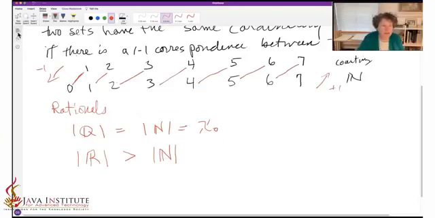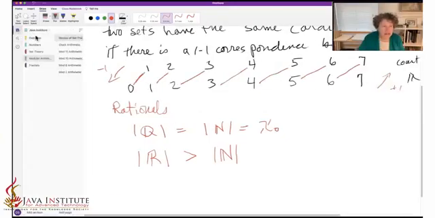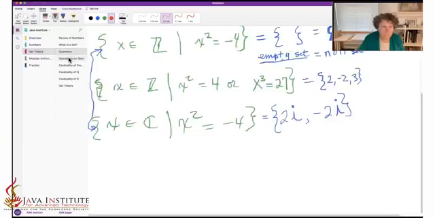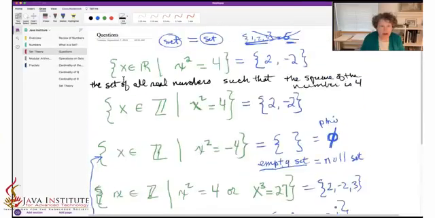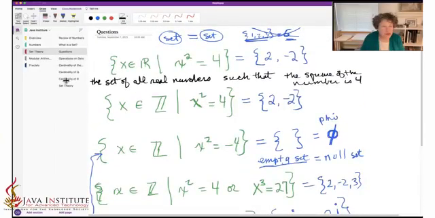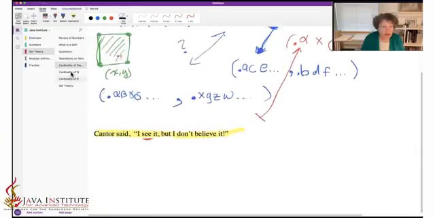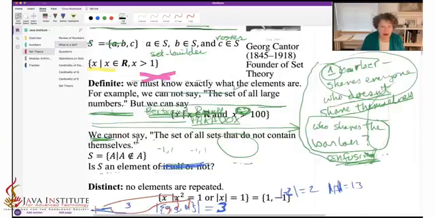Okay, now let's go back to Hilbert's Hotel. Where are Hilbert's Hotels? Are they here? Can't remember. Oh, okay, here we go.